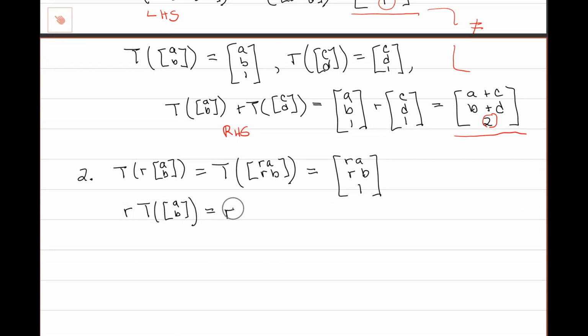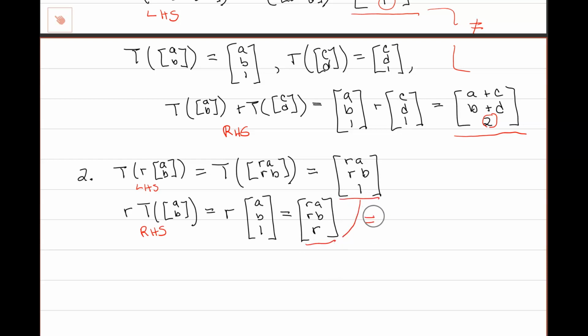So the transformation of the vector AB is A, B, 1. And if I take that scalar product now, I'll get RA, RB, and R. And again, this is our left-hand side of the property and our right-hand side of the property. And these two things are not equal. Their first two components are the same, but their last one is not the same. So this fails to be a linear transformation in both of those ways.